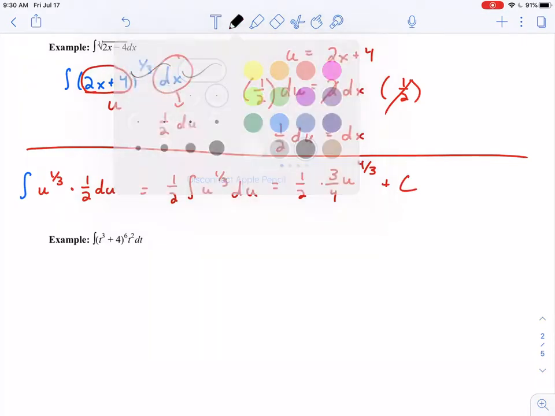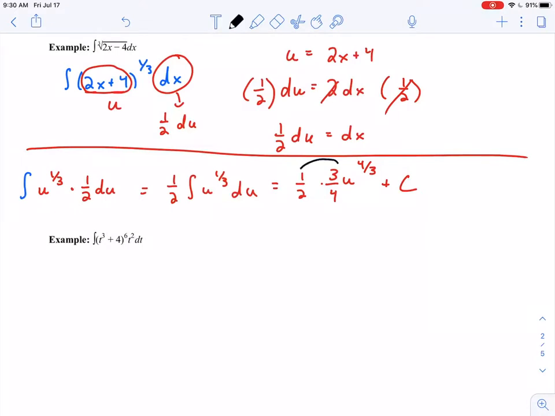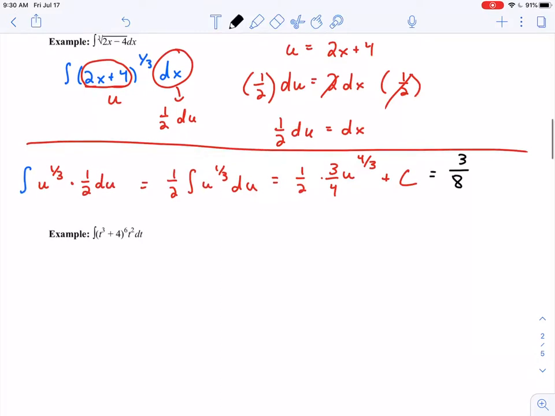And then for my last step, I'm just going to simplify this a little bit. I can multiply these two fractions. I just multiply straight across. So 1 times 3 is 3. 2 times 4 is 8. I have 3/8. And I want to take out this u and replace it with my 2x plus 4. So I'm going to take out that u. I have 2x plus 4 to the 4/3 power. And of course, plus my constant of integration c. Here is my antiderivative.